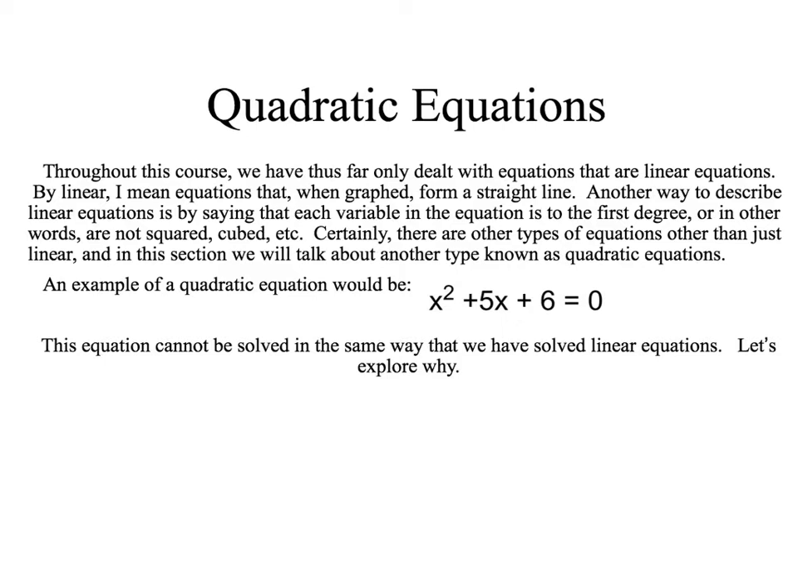Certainly, there are other types of equations other than just linear, and in this section we will talk about another type known as quadratic equations. An example of a quadratic equation would be x squared plus 5x plus 6 equals 0. This equation cannot be solved in the same way that we have solved linear equations. Let's explore why.